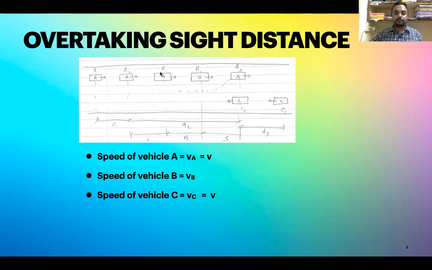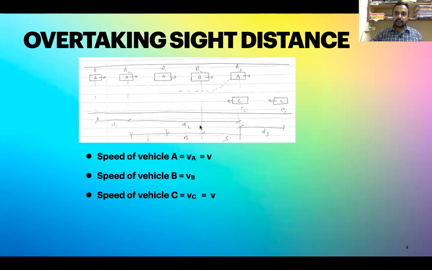B moves from B1 to B2. That is the distance capital B. Please observe here, the distance D2 is divided into three parts, S and B and again S. So this distance B traveled by the vehicle B takes the same time as the vehicle A has taken to move this distance D2.